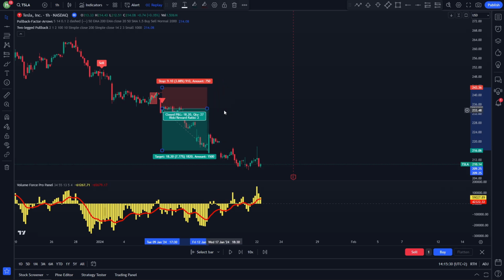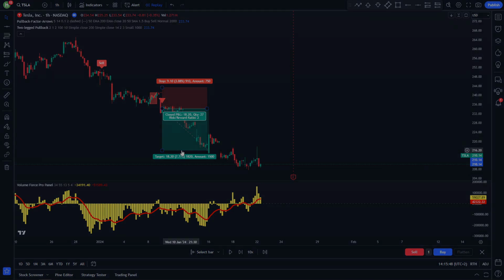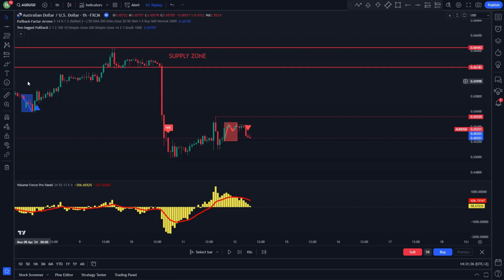Navigating the world of pullbacks demands a disciplined approach to both the technical analysis side and risk management. By placing strategic stop loss and take profit targets, this comprehensive strategy empowers us to mitigate risk and optimize returns. Next, let's explore another trading example.